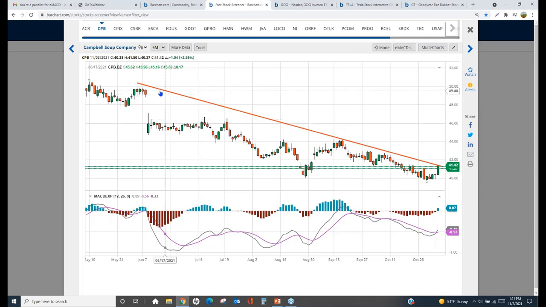Here we see Campbell's soup has been in a dominant downtrend, and today we're getting that MACD crossover, right? We're still kind of negative in terms of our valuations of our MACD lines, but the momentum, here the histogram, is telling us the momentum of this downtrend is slowing. Now we're getting a positive price momentum, and you can see that in terms of what Campbell's soup is doing today.